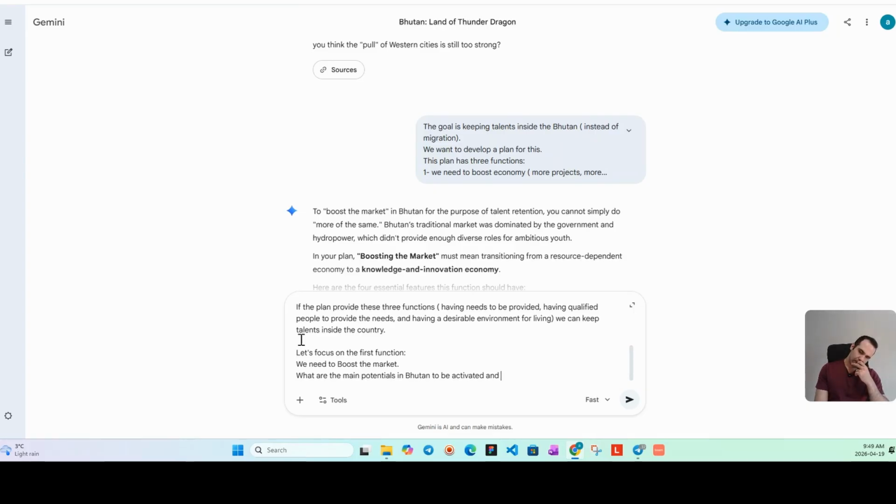No, okay, let me see. We want to follow the function behavior structure. So if we're going to do that, we cannot ask this question. We need to boost the market in Bhutan. Which function? Please list.